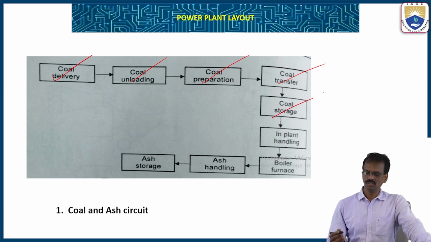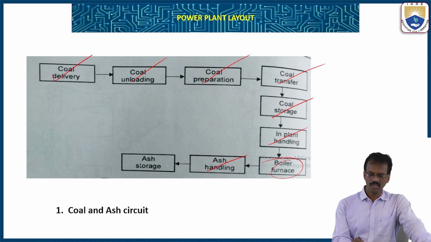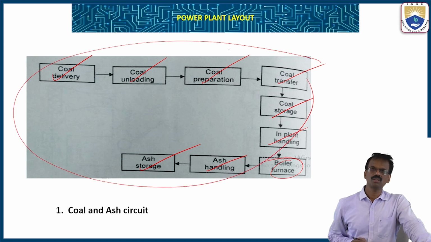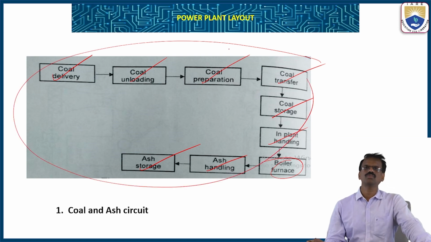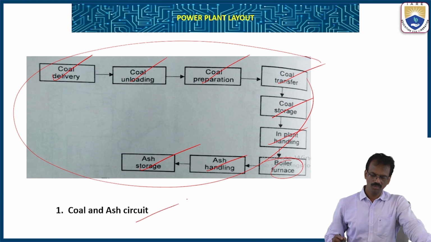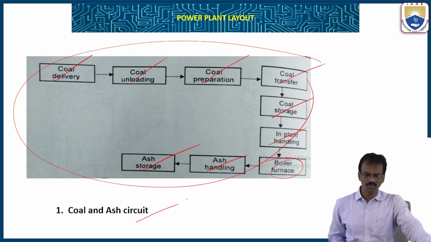Then the coal is transferred to the boiler furnace, so from the plant handling. Next, as the byproduct, we know that in burning in the furnace we get the ash. Ash handling is very important. Ash storage is also very important. So these are the important points covered in the coal and ash circuit. These are the main points, one of the main circuits.